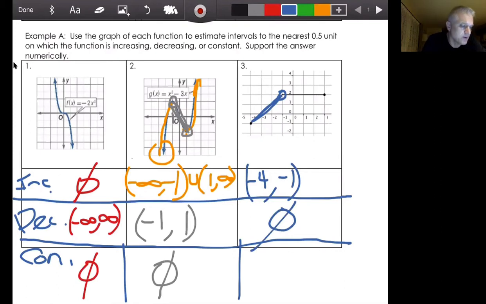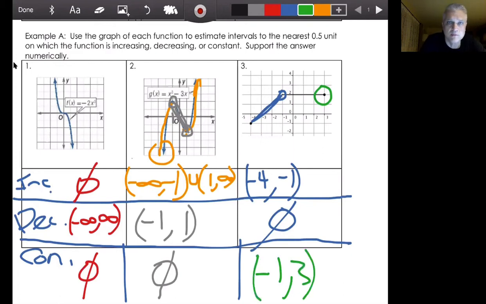And then finally, where is it constant? Well, it's constant from this point to, again, there's no arrow. So from negative 1 to 3, it's constant. Okay, sweet. So there you have it, increasing, decreasing, and constant from looking at the graph. Okay, let's go to the next section.